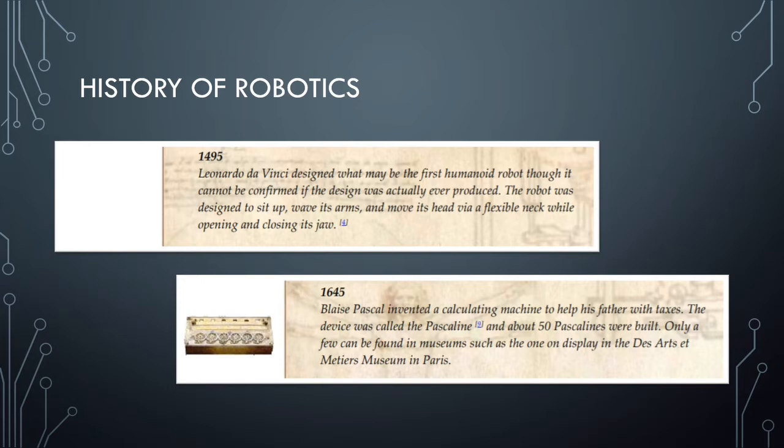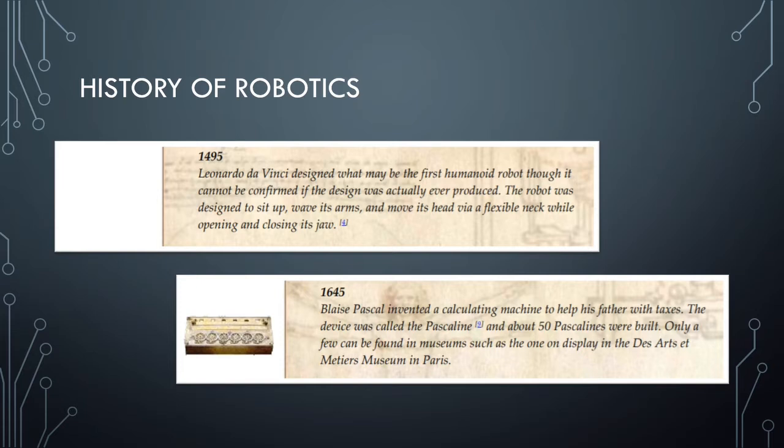It's said or thought that he did design the first humanoid robot, so to speak. So he came up with designs for this. It's not known if it was ever actually produced. More than likely, it was not, but he was thinking about these things. So there were already conceptions of robots as early as the 1495s, or even in the 15th century.